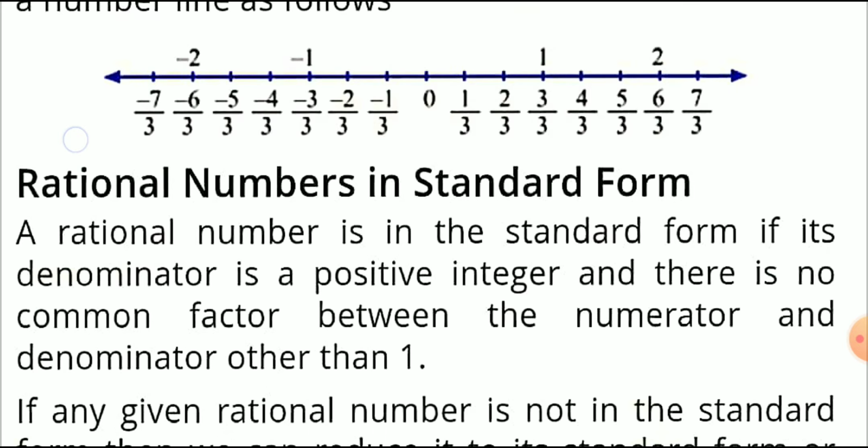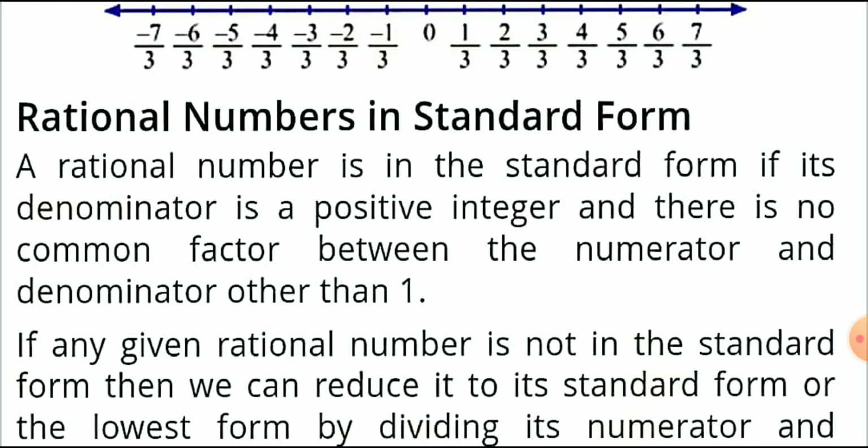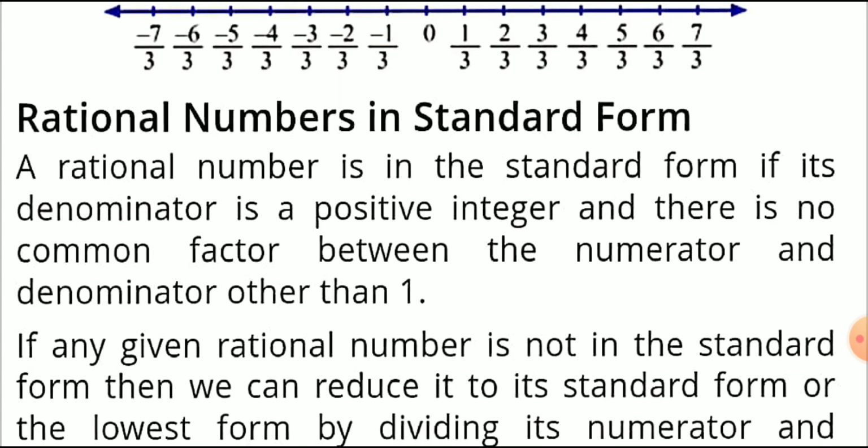Rational number in standard form. A rational number is in the standard form if its denominator is a positive integer and there is no common factor between the numerator and the denominator other than 1. The first thing you have to notice in the standard form of a rational number is that the denominator never contains any negative sign.